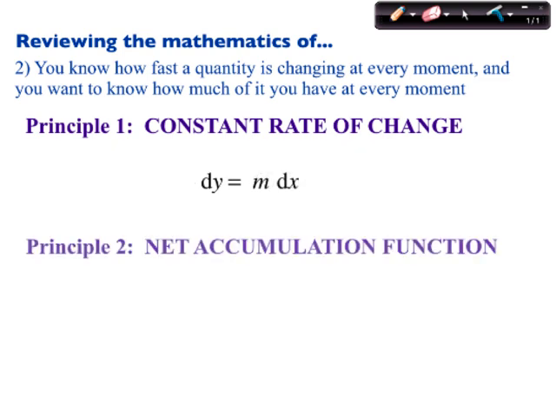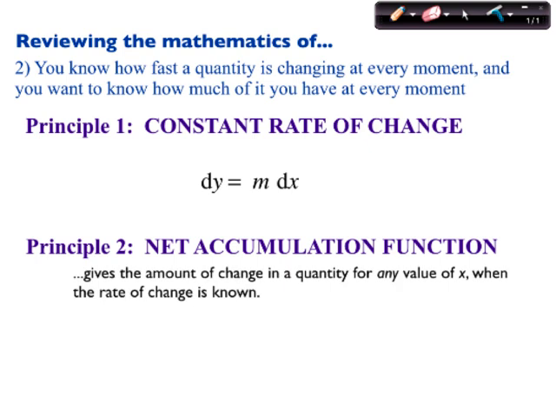Principle 2 was a net accumulation function. That gives an amount of change in a quantity for any value of x when the rate of change is known. So we were looking at the flag and asking how much change in the height we have since 0.6 seconds. That was the idea of a net accumulation function: a dependent variable giving the amount of change for any value of x, knowing the rate of change.